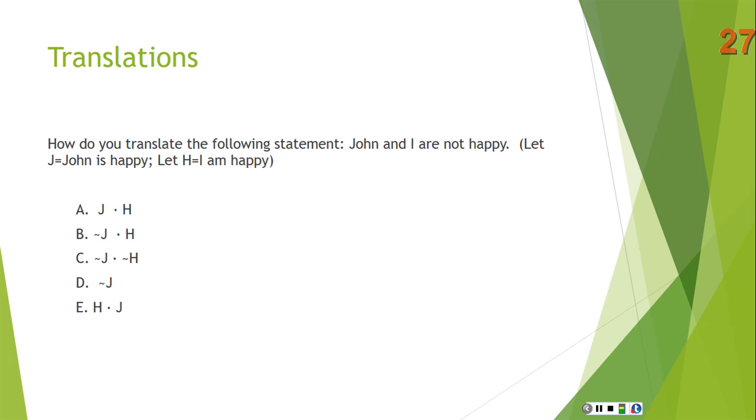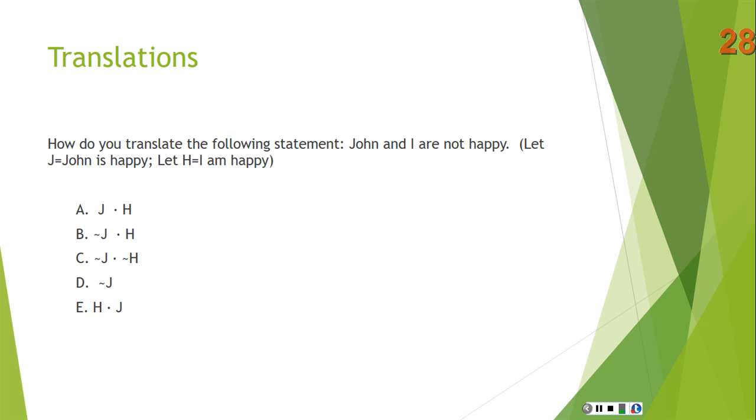How do you translate the following statement? John and I are not happy. Let J equal John is happy. Let H equal I am happy. You would translate that with C. John is not happy and I am not happy. Because the statement John and I are not happy is saying that for both of you, you are not happy. John is not happy and I am not happy. So C is the proper way to translate it.